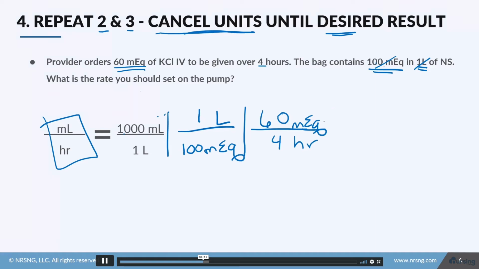Okay. Now I can cancel the liters. I can cancel the milliequivalents because they're one on the top and one on the bottom. Now I'm going to look, do I have my desired result? Well, I've got milliliters on top. I've got hours on the bottom. So now I have what I'm looking for. So everything lines up. We're good to go.